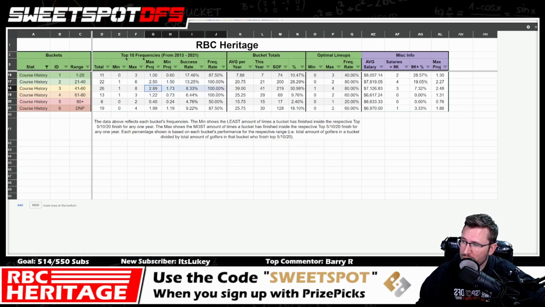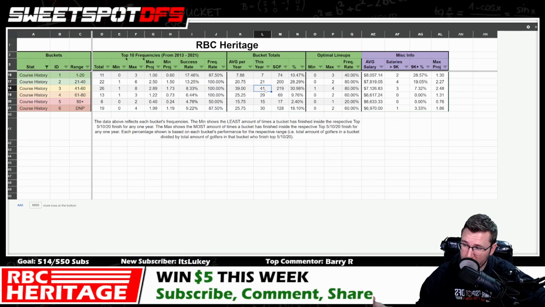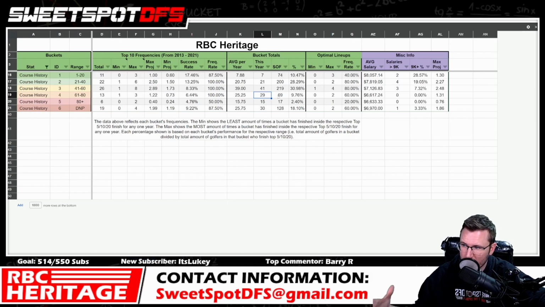Same thing applies with course history 3. It's almost a mirror of course history 2. 1 to 3 is the projection, except this is more volume driven. 41 golfers in this bucket where we normally see 39, but the projection stays the same, 1 to 3. Course history 4, 0 to 2, 100% frequency rate to be inside the top 10 here. Normally see around 25, and we have 29 this week.